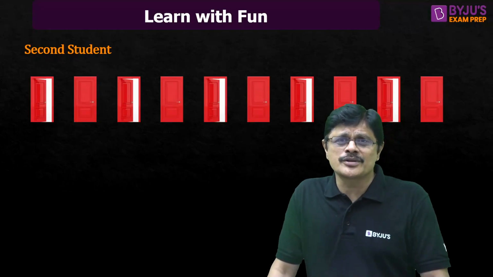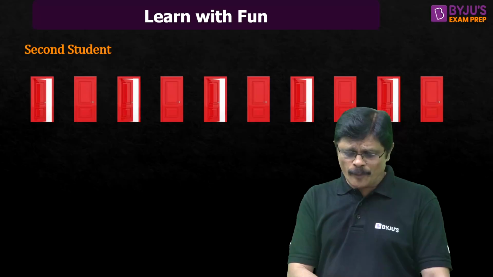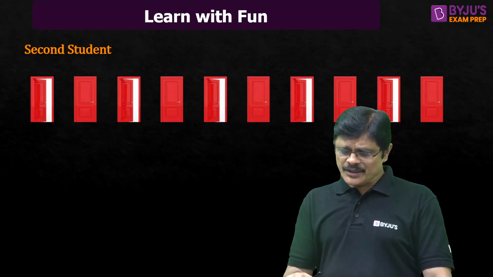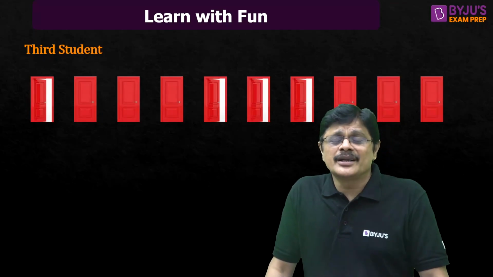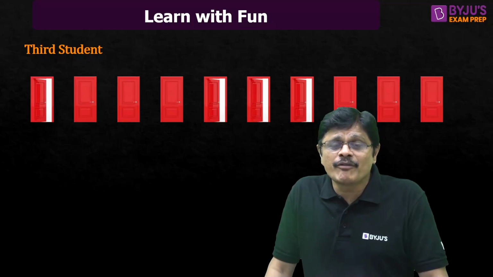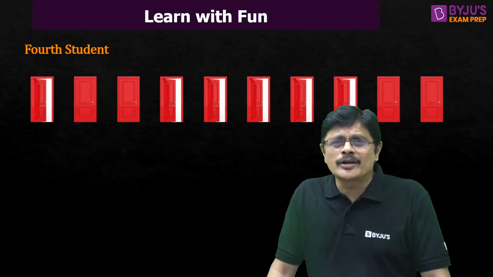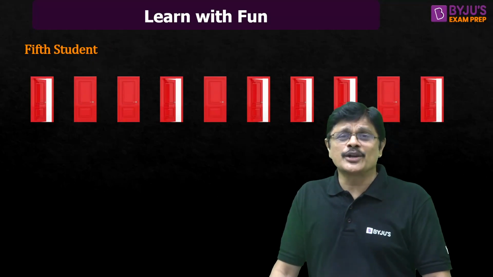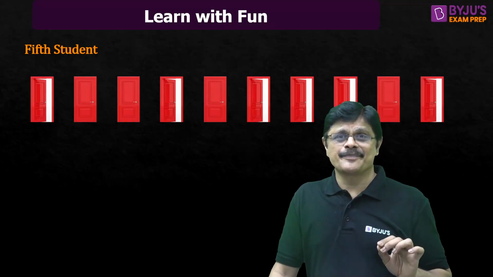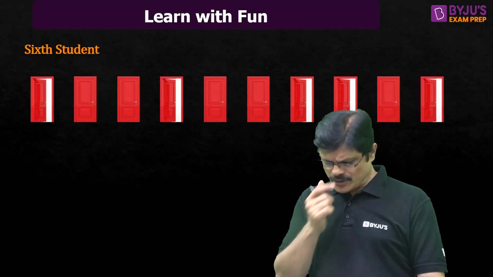The third student toggles the doors whose numbers are multiples of 3. Third door open, sixth door closed, ninth door open, so they are toggled. The fourth student toggles the doors whose numbers are multiples of 4. That is, the fourth and eighth doors are closed, so they are opened. The fifth student toggles the doors whose numbers are multiples of 5. That is, the fifth and 10th doors are toggled. The sixth student toggles the doors whose numbers are multiples of 6. Sixth door only, so that is open now, so he closes it.